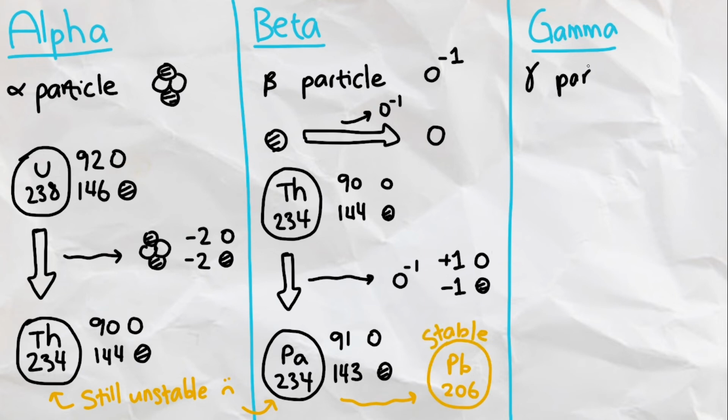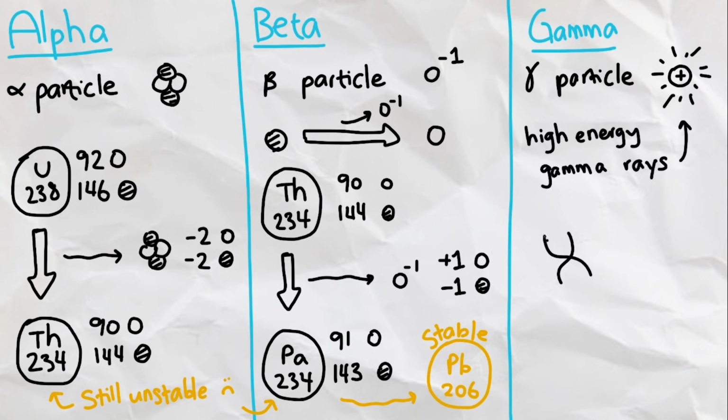Lastly, we have gamma decay, which releases gamma particles, which are just high-energy protons in the form of gamma rays, usually released alongside alpha and beta particles. Gamma particles are quite dangerous, as gamma rays can easily damage DNA and body tissues.